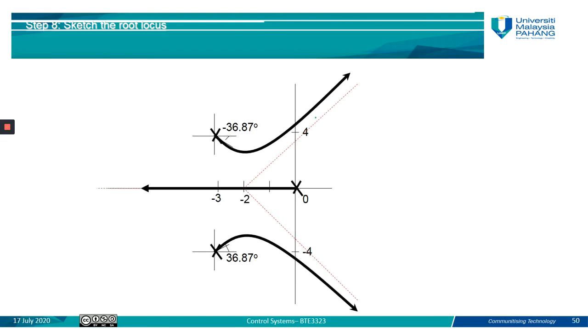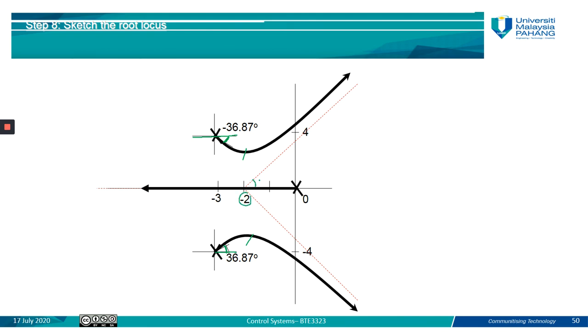This is how to find the angle of departure, as it is clearer here. You can see this is the horizontal line, and this is the angle of departure, which is 36.87. Here is the departure line, and this will be the positive 36.87 because you can see the symmetry. We can also see the centroid point.